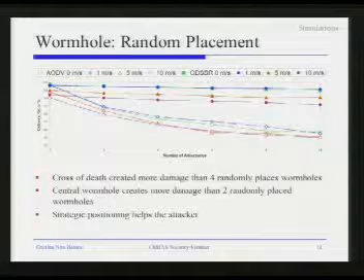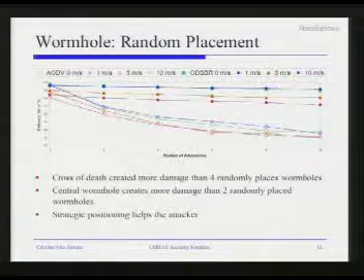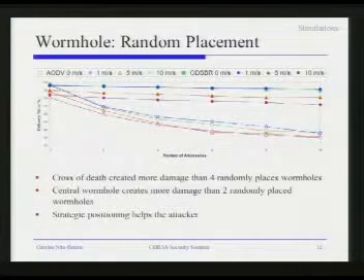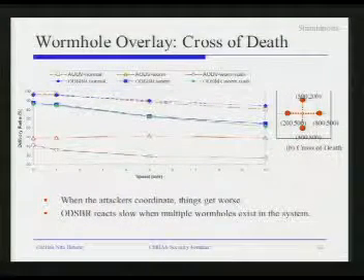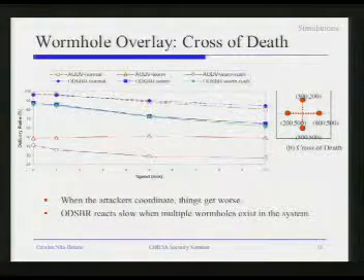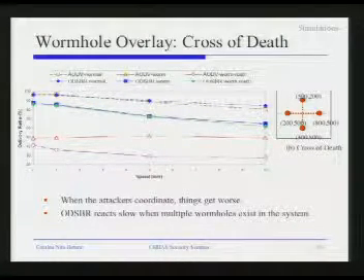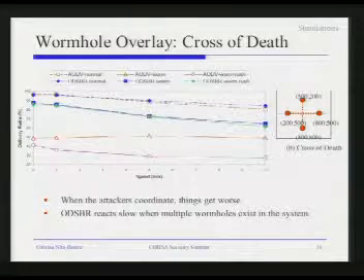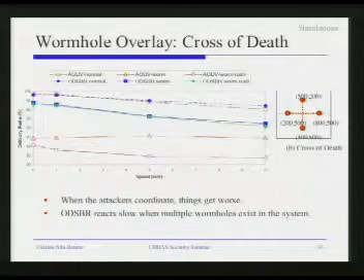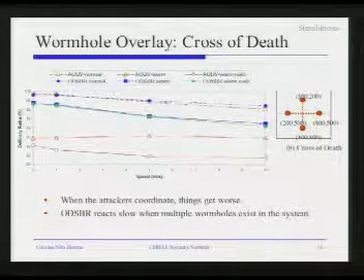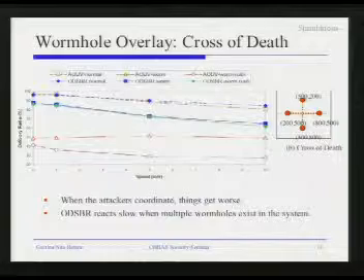So we look at position. The other thing that we look at is coordination between the attackers. Is it important that the attackers coordinate or not? When the nodes are randomly placed, there is no coordination between the attackers. If the attackers can coordinate, they can actually create more damage. And this is what we were showing by looking at the cross of death configuration.